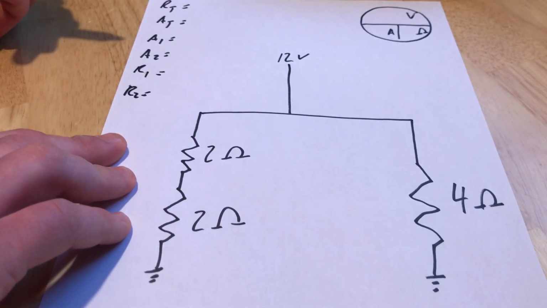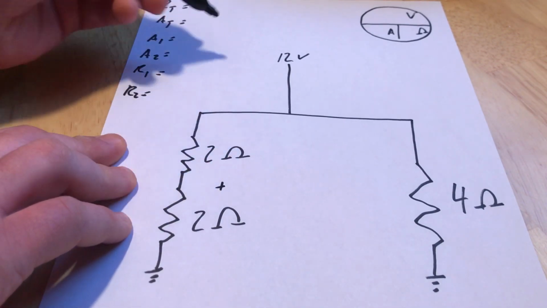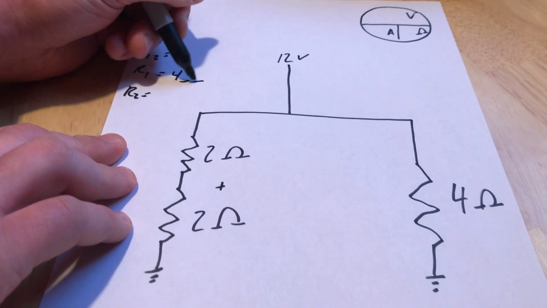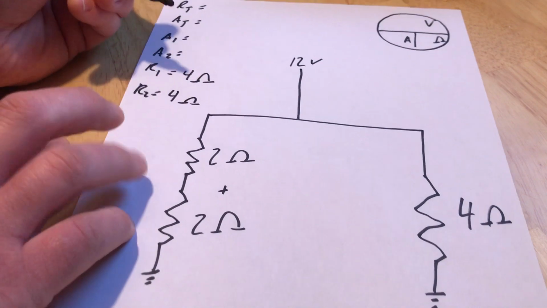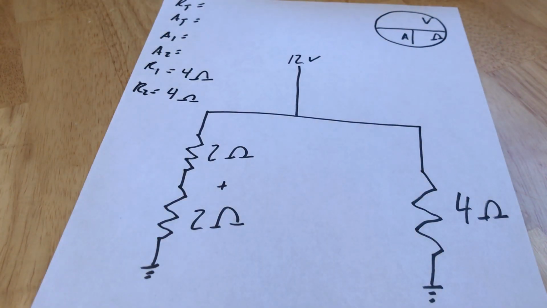What's my resistance of leg 1 here? 2 plus 2 equals 4 all day long. That one's easy as 4. It's the only one that's there. So now all of a sudden both my legs look like they're the same. So that's pretty cool.